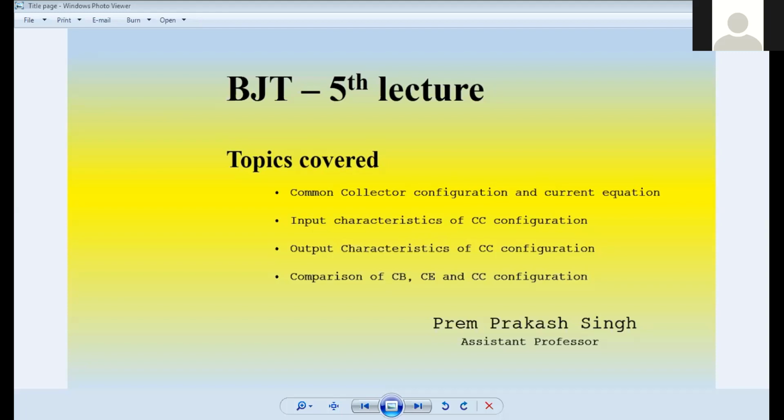So, what is the common collector configuration? What will the current equation be? What will the input and output characteristics be for this configuration? And finally, the comparison of all these three configurations, so that you can wisely select at what application you will use CB, CE, or CC.